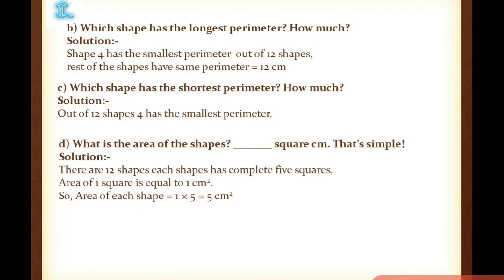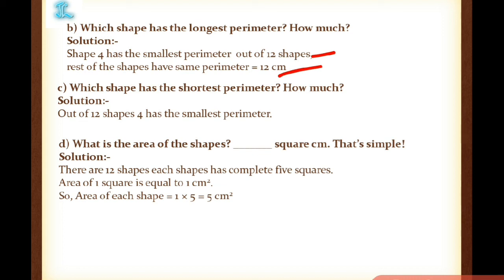Which shape has the longest perimeter? How much? And we have seen that all shapes except the fourth one got 12 centimeters. Only the fourth shape got 10 centimeters. So all are long other than 4. Now shape 4 has the smallest perimeter out of 12 shapes. Rest shapes have the same perimeter, that is 12.